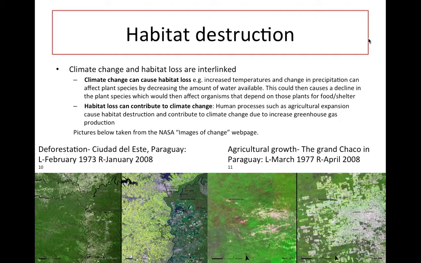Habitat loss can also contribute to climate change. Human processes such as agriculture expansion can cause habitat destruction and contribute to climate change due to increased greenhouse gas production. The pictures below are from NASA's Images of Change website, and it's really interesting. So you've got deforestation in Paraguay, the left is 1973, and that is 2008. So that is quite the difference. You're seeing a huge cutback in forest. The agricultural growth, this is again Paraguay, this is 1977, and this is 2008. I mean, that's a huge increase in agricultural growth. So there are two examples there that are probably interlinked with deforestation and agricultural growth.